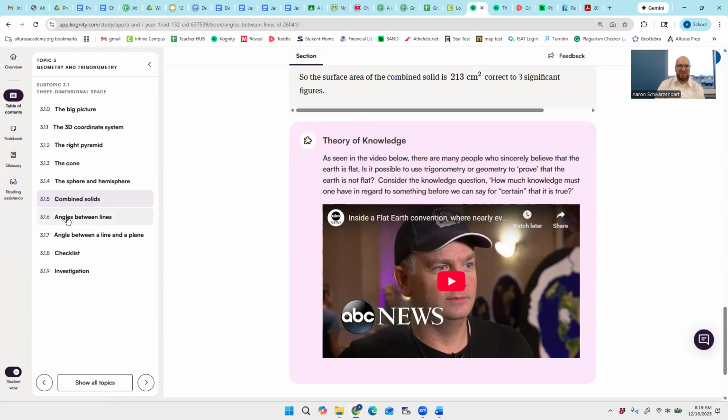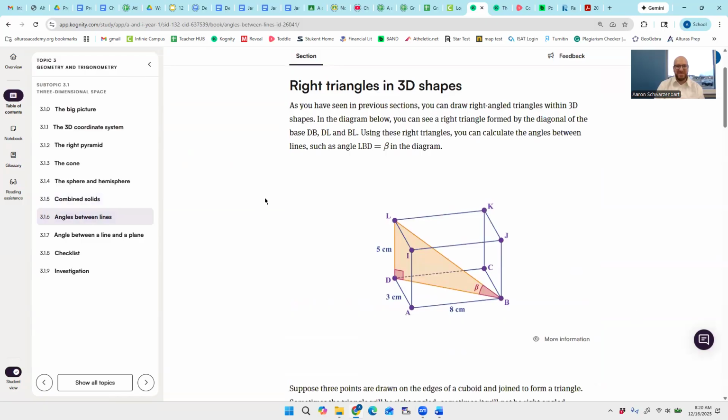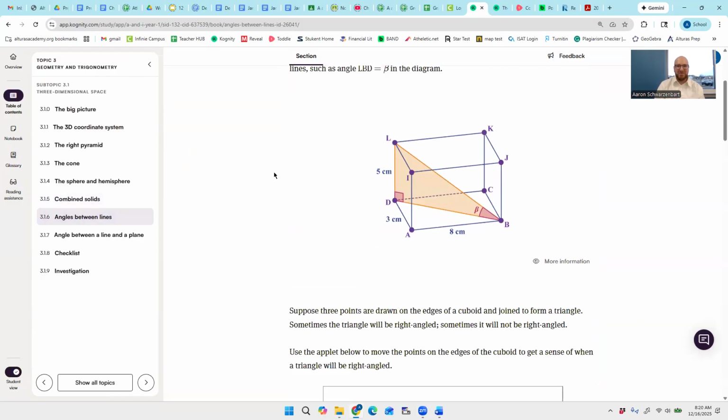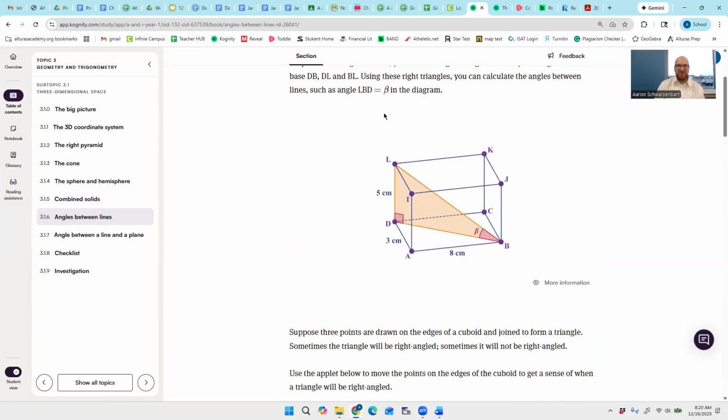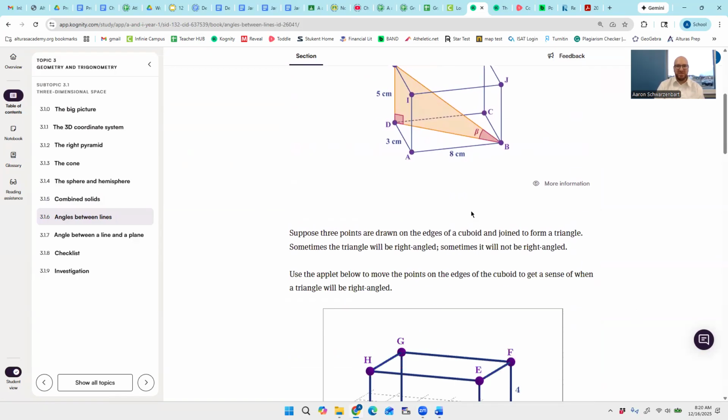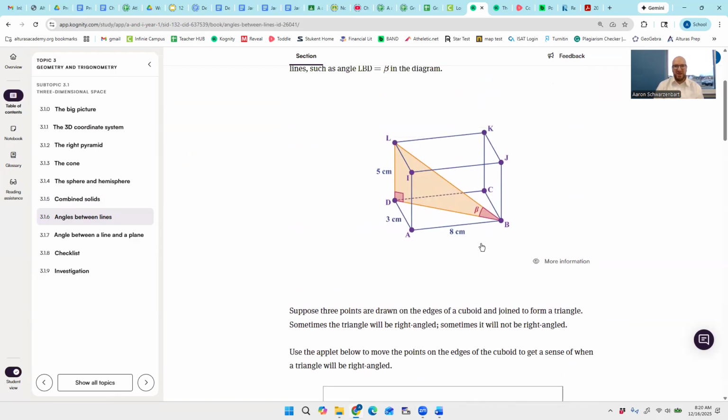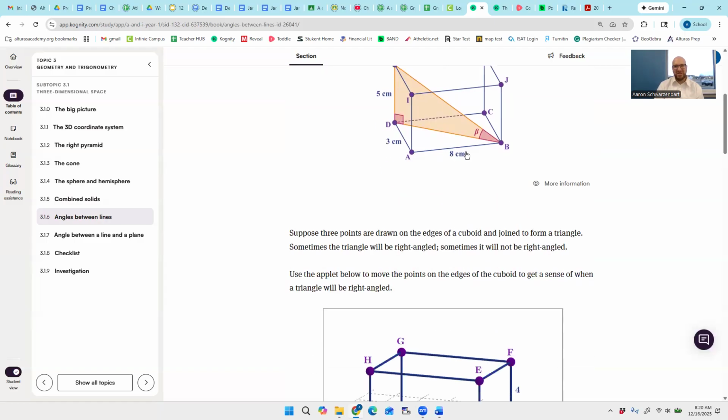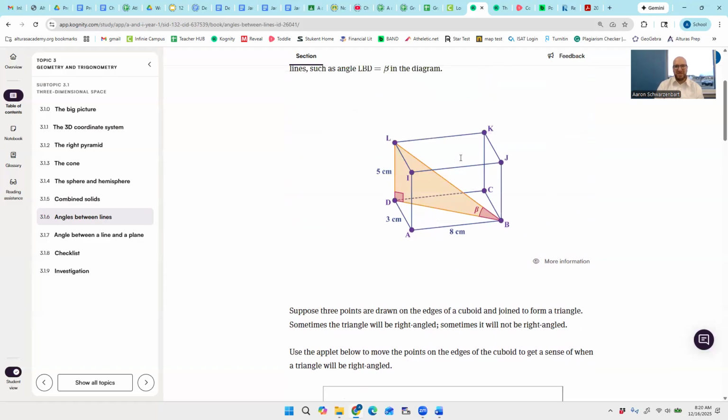Okay. Angles between lines. So, right triangles and 3D shapes. I think we talked about the extended Pythagorean theorem yesterday. Well, to figure out that angle, I'd need to figure out one of the other sides. And then I could just use the trig ratio.